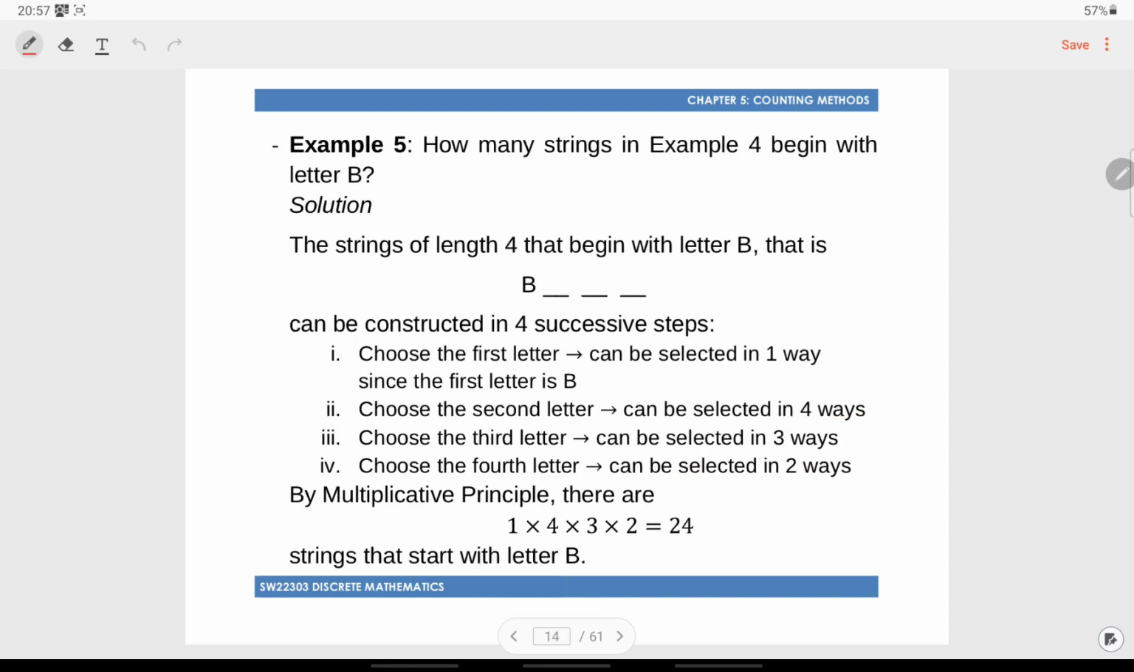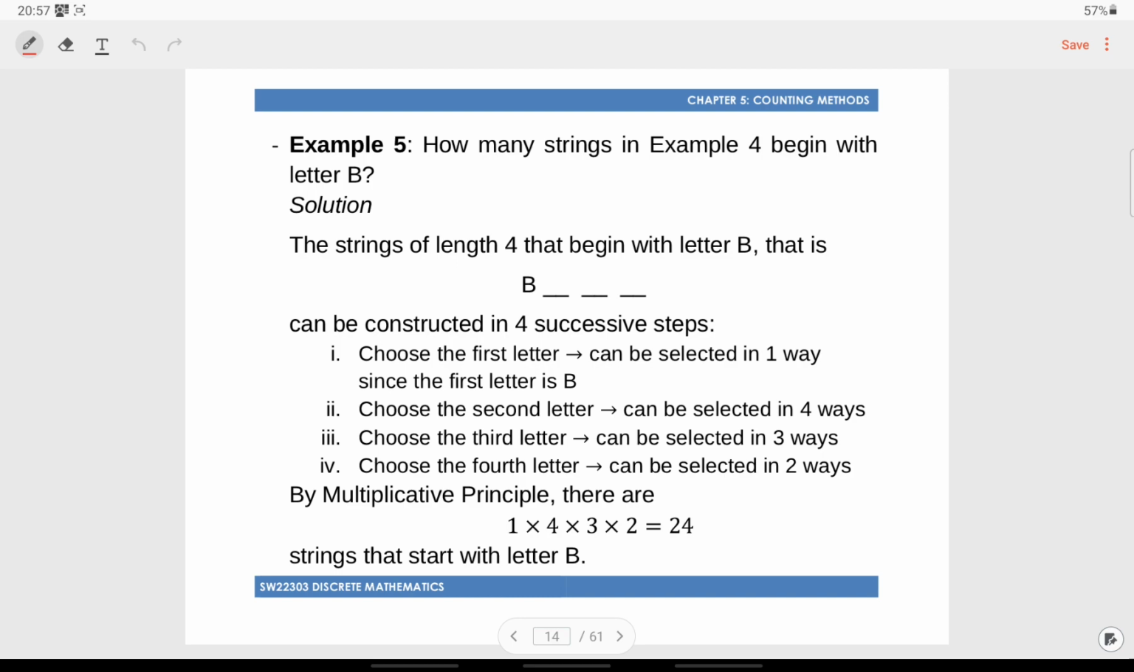All right. We move to the next example. How many strings in example 4 begin with the letter B? Previously, there was no such condition. In the previous example, the question only asked us to come up with a string of length 4 without any additional condition. The only condition given is that no repetition is allowed.